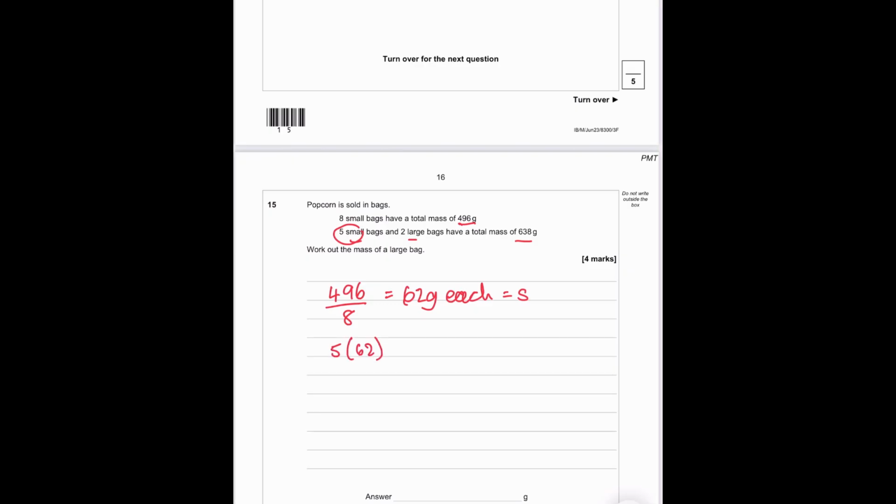And we're going to add 2 of the large bags, so 2L, and that has to equal 638. 5 times 62 is 310, so if I subtract 310 from both sides, I get 2 large equals 328. So 1 large must be 328 divided by 2, which is 164 grams.